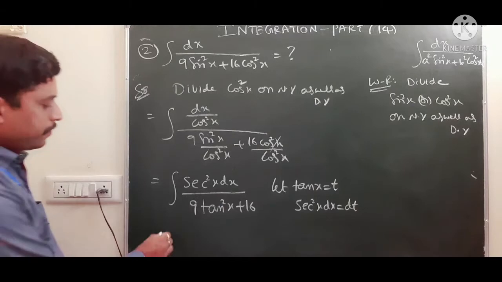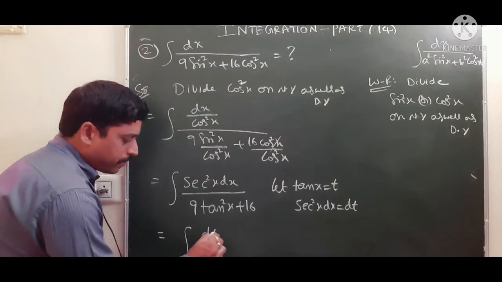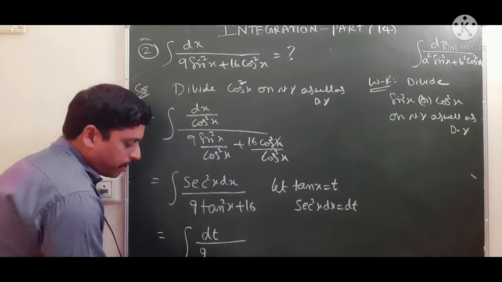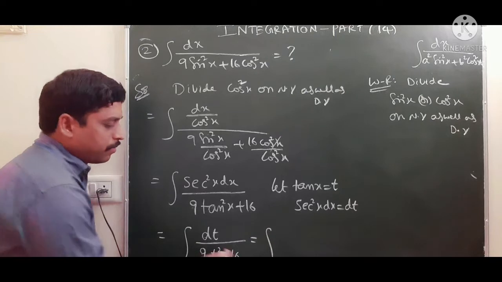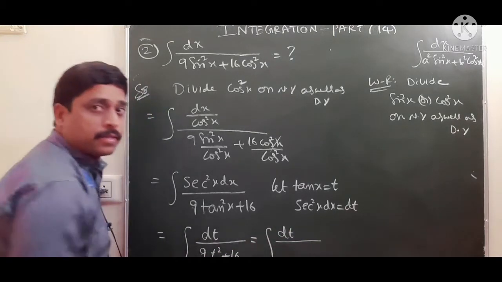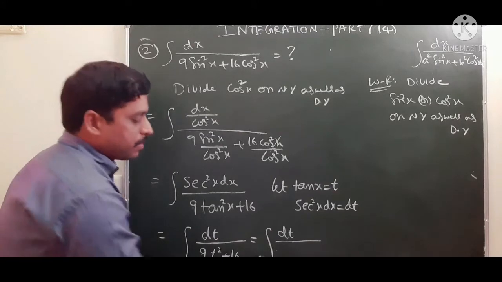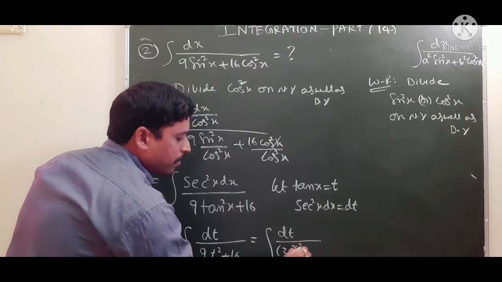Okay, this will be integral secant square x dx value dt by 9 t square plus 16. Okay, this is going to be dt by 9 t square. This can be written as 3t whole square plus 4 square.